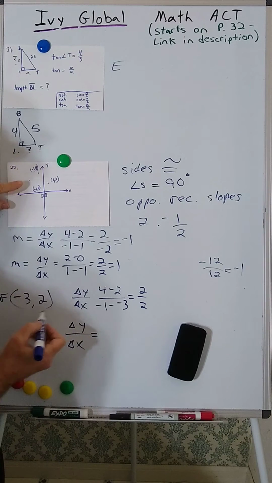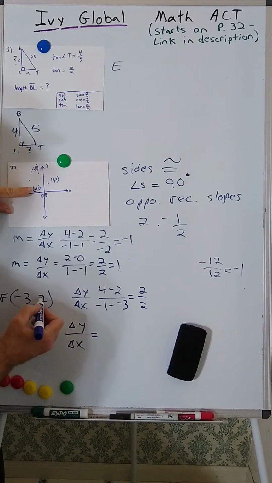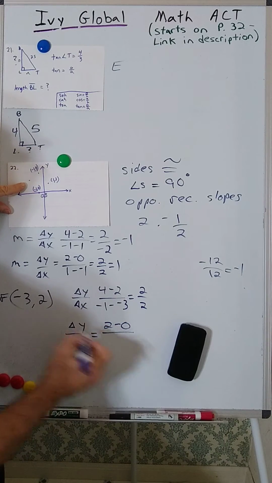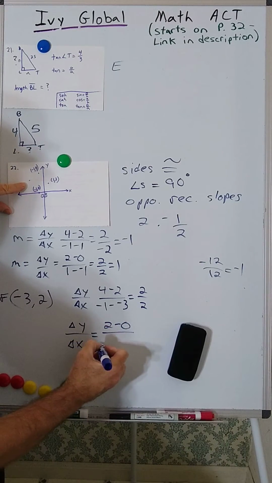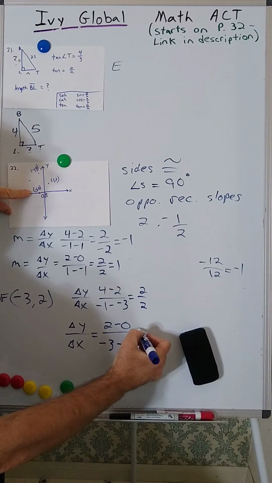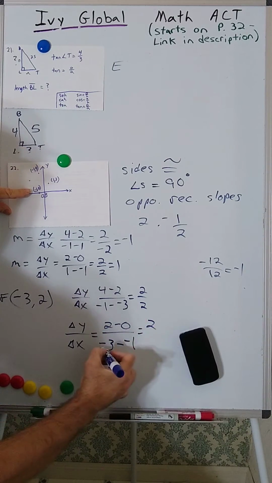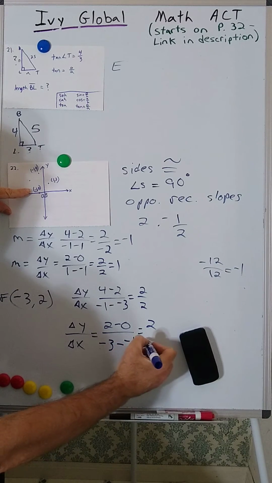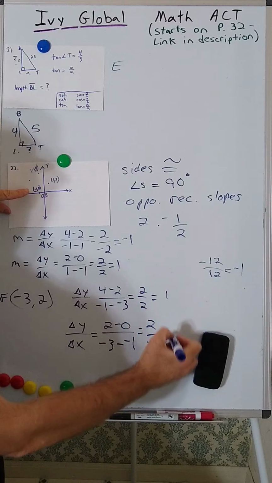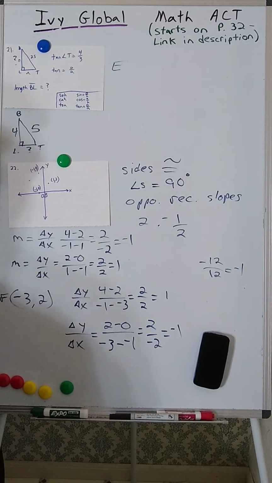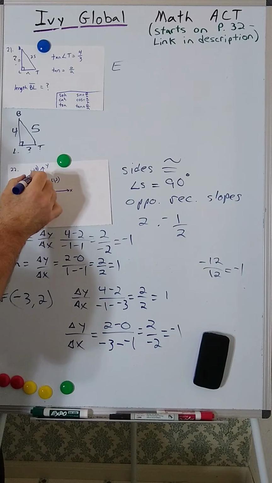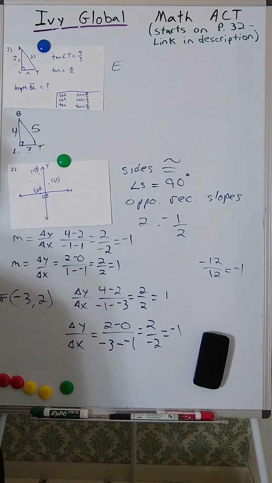So we have 2 minus 0 over negative 3 minus negative 1. And we get 2 over negative 2. All right, so here the slopes are good. Okay, so we know that if this point is negative 3, 2, then all of these are right angles.